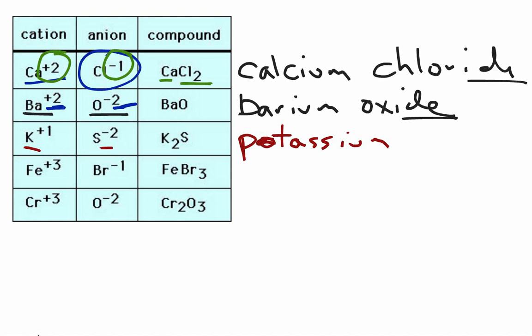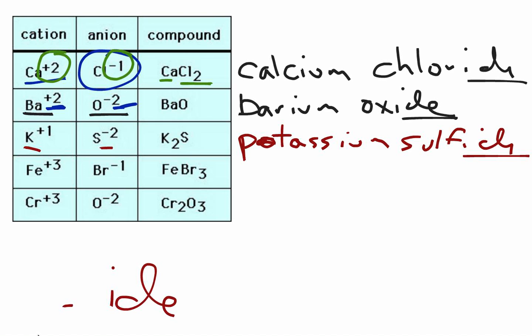One more example here, potassium and sulfur become potassium sulfide. Notice all these single element ions have an IDE ending. So if it's an ion derived from a single element, it doesn't matter if there's multiples of them, as long as it's derived from a single element, then it's going to have an IDE ending.